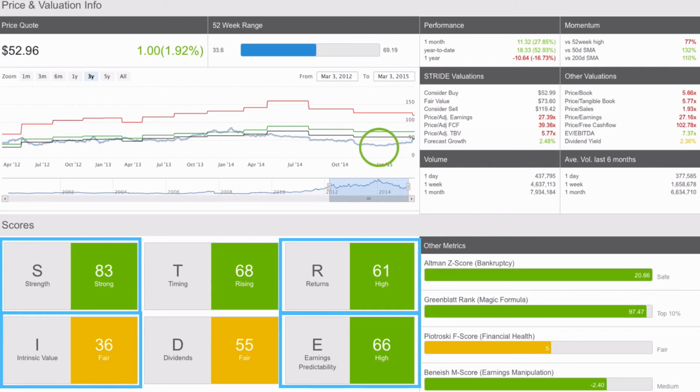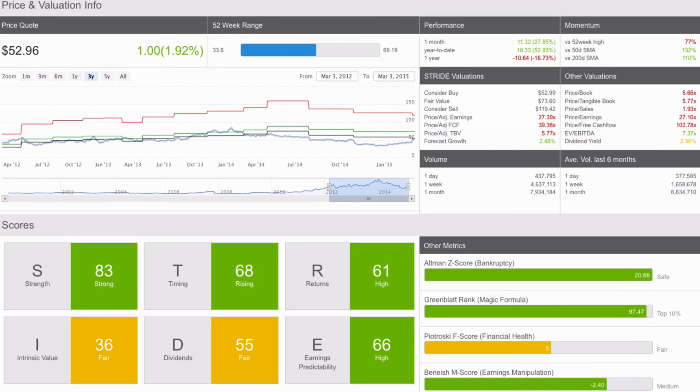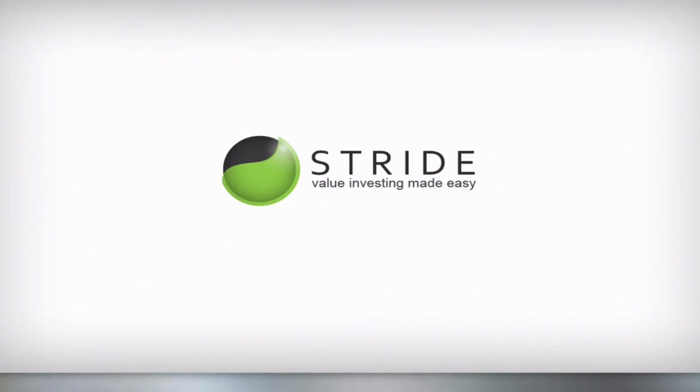Only when the share price consistently rises towards its considered buy price for a sustained period does the engine determine it's a good time to buy, and we can see this upward momentum and how it's occurred here reflected in these figures. For in-depth details on how Stride scores and ratings are derived, please visit our website or watch the scores and ratings video.